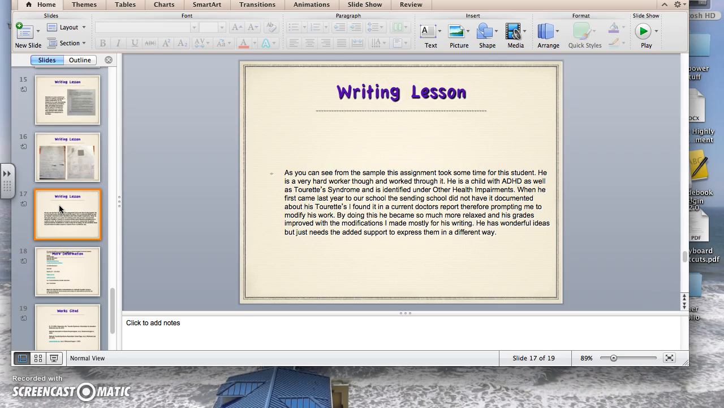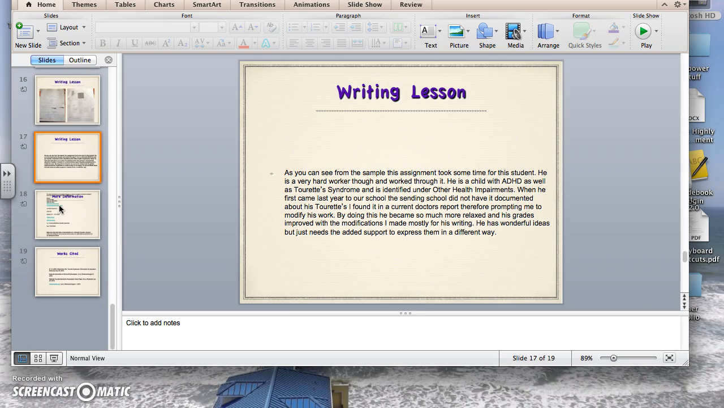By doing this, he became so much more relaxed, and his grades improved with the modifications I made, mostly for his writing. It also allowed him to be more successful in his other classes, such as science and social studies. He has wonderful ideas, but he just needed the added support to express them in a different way.